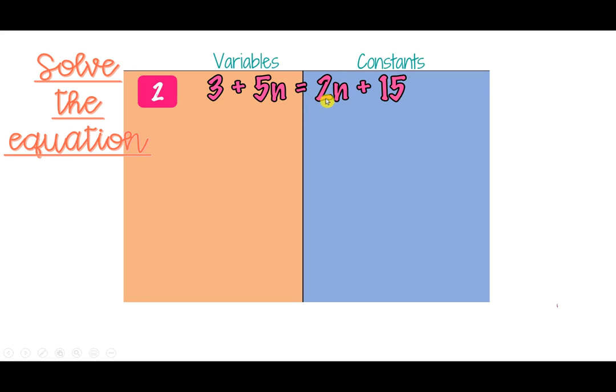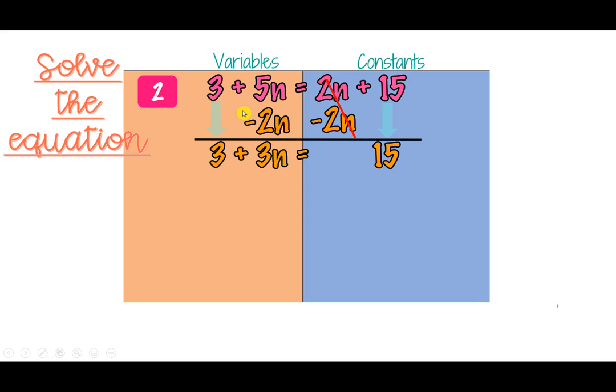By inverse operations. I can't just write 2n. If I write 2n, I don't know if I'm adding it or subtracting it. So the opposite of adding 2n is to subtract it. And if I subtract it from one side, do it to the other. All right. Bring down my 3 because I didn't do anything to it. 2n minus 2n cancel out because they're opposites. And I get 3 plus 3n, 5n minus 2n is equal to 3n, is equal to 15.